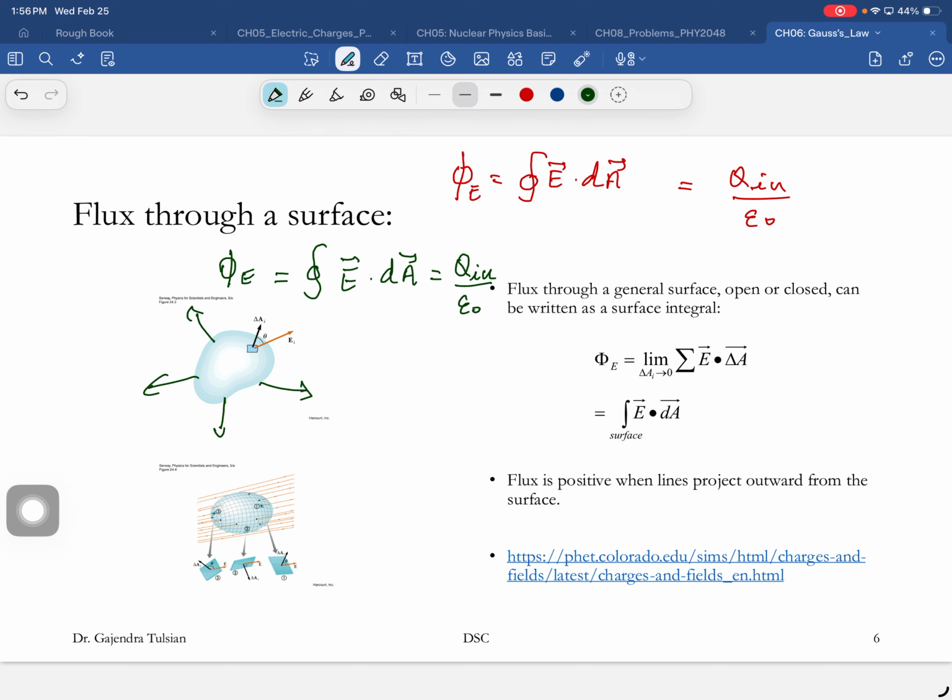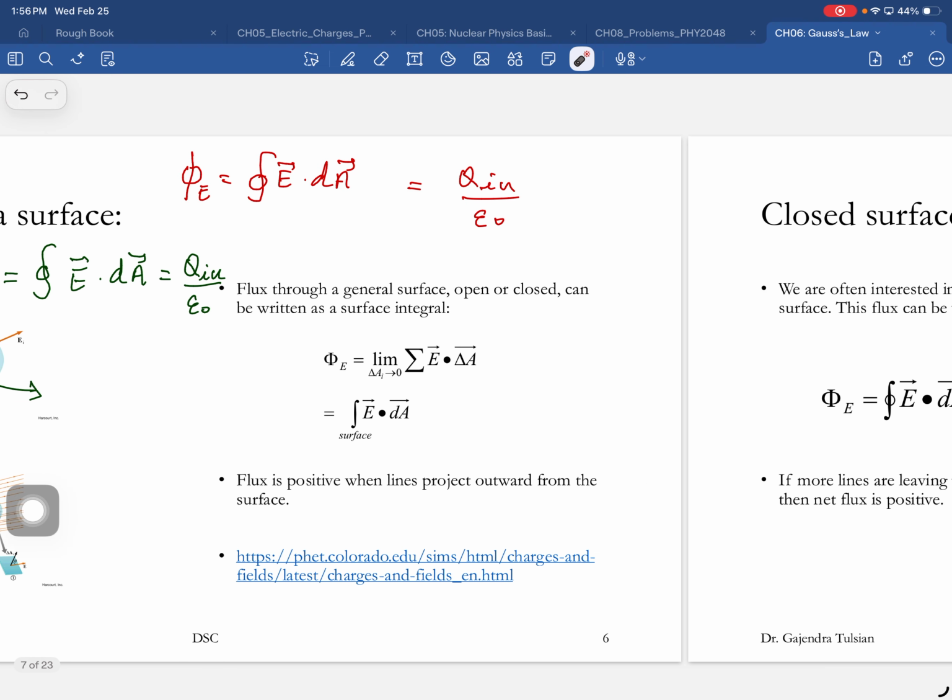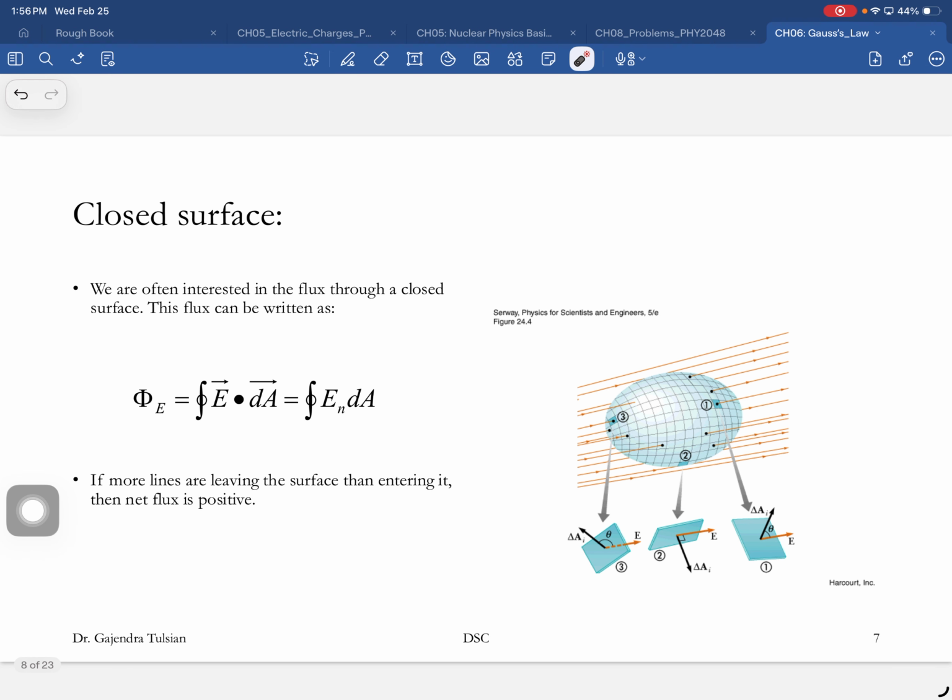All right, let's calculate the flux through this cube. The flux through this face: this area and the electric field are parallel to each other. So the flux through this is just the electric field times the area of this face, which is that. Through this face, the field lines are going in, the area vector is that way, and cosine of 180 is -1, so through that face, the flux is minus EL squared.